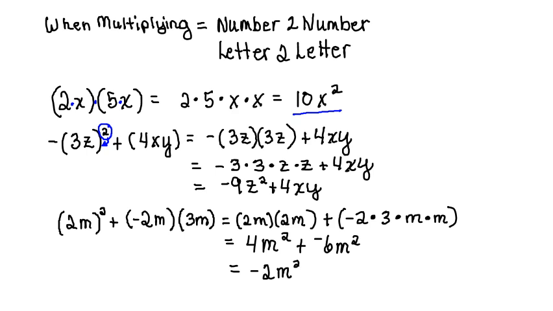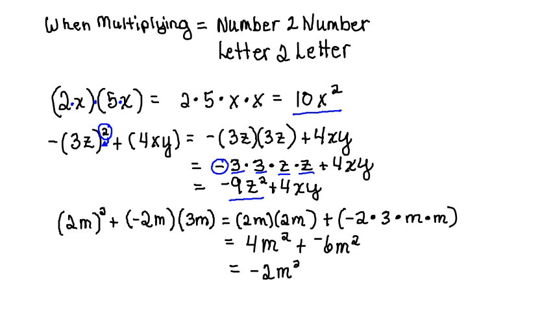And so I have the negative, parentheses 3z parentheses, 3z plus the 4xy. I'm going to put the negative first, and there's the 3 times the 3, number to number, and then letter to letter, which is going to give us the 9z squared plus the 4xy. Can't add them together because they don't have like terms.